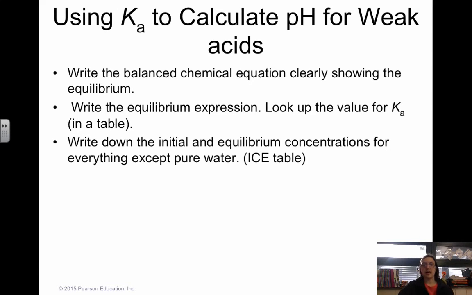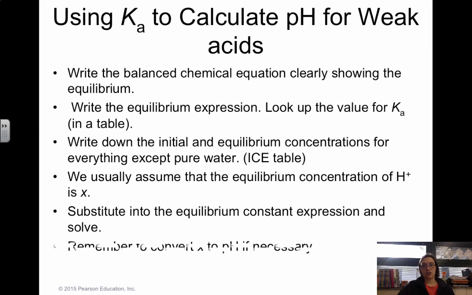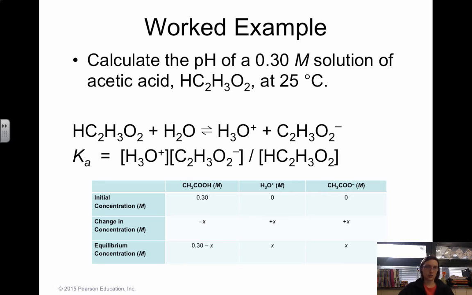Then you're going to write down all of your concentrations that you know. You're going to make an ice table, except for water because it's a liquid. Then we're going to be doing ice tables just like we did before. If you don't know the change, we're going to use X. Then we're going to plug everything in to the equilibrium constant expression. We're going to plug everything in to the Ka expression.